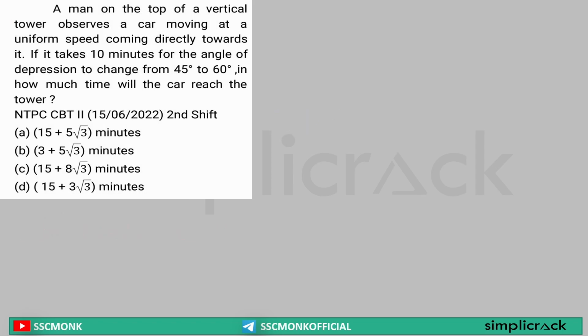Next. A man on the top of a vertical tower observes a car moving at a uniform speed coming directly towards it. If it takes 10 minutes for the angle of depression to change from 45 degree to 60 degree, how much time will the car take to reach the tower? So let's say this is a tower. Here is the man and he is looking first at the car. So here the car is over here. When he is looking at this car, the first angle of depression, that means this angle, is equal to what? Changes from 45 degree to 60. That means this was his 45 degree.